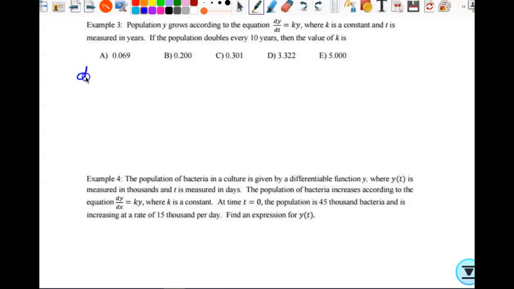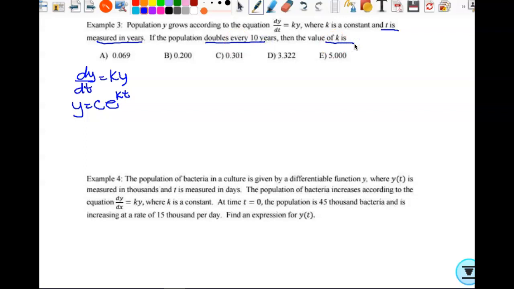So we know dy/dt is equal to k times y, right? And since that's a proportional relationship, we know that y is equal to c times e to the kt. Okay, boom, right? k is a constant. t is measured in years. Population doubles every 10 years, and the value of k is blank.